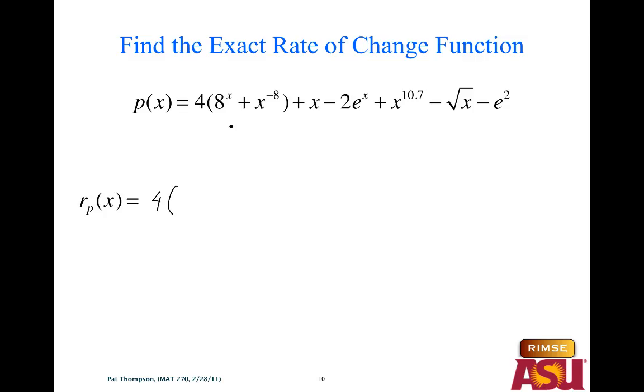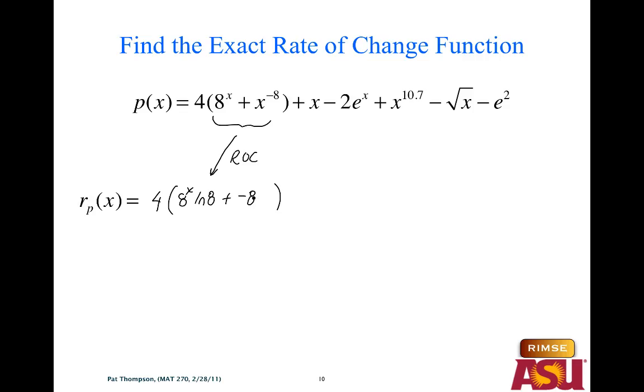Okay. 4 times, what's the rate of change? So it's going to be 4 times the rate of change of that. That's the constant multiple rule, right? It's going to be 4 times the rate of change of what's in parentheses. What's the rate of change of what's in parentheses? Well, that's the sum rule. So we're going to do the rate of change of a to the x plus x to the minus 8. Rate of change of a to the x is a to the x ln of 8, plus the rate of change of x to the minus 8.